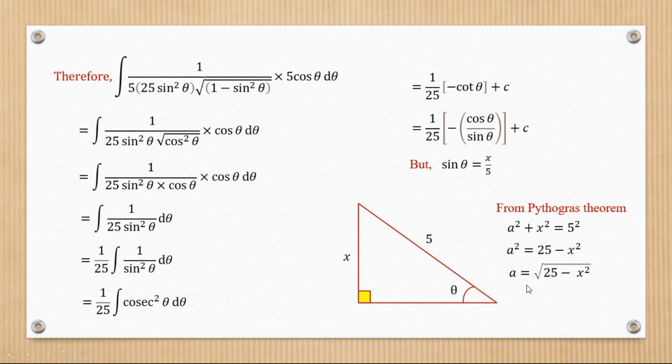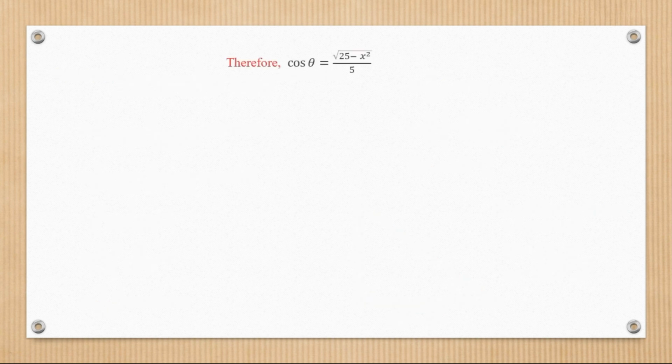Now that we have that, we know what the adjacent value shall be, so we can know what cos theta is. Remember cos represents adjacent over hypotenuse. So cos theta shall be equal to the adjacent, which is root of 25 minus x squared, over the hypotenuse, which is 5.